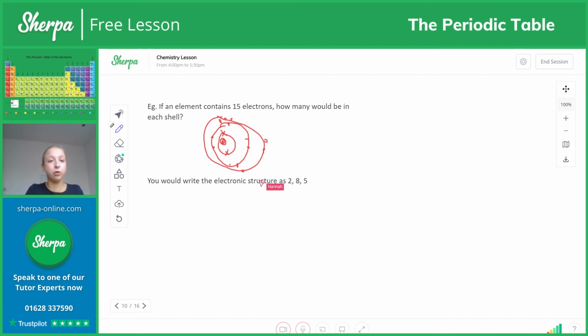Please excuse the drawing. It's very hard to do, I've not got my mouse with me, but never mind. And how you would write that structure, if it asks you what is the electronic structure of this particular atom or element, you would write 2, 8, 5 with commas in between. So first shell, second shell, third shell.